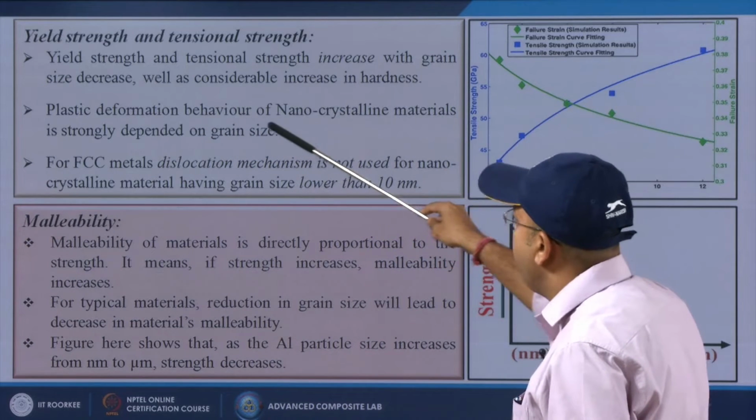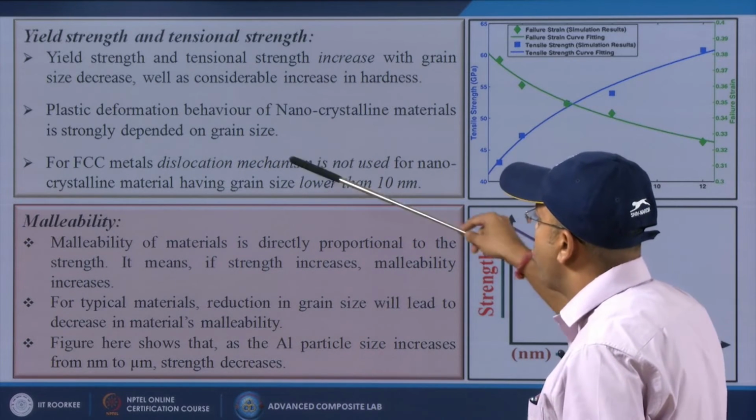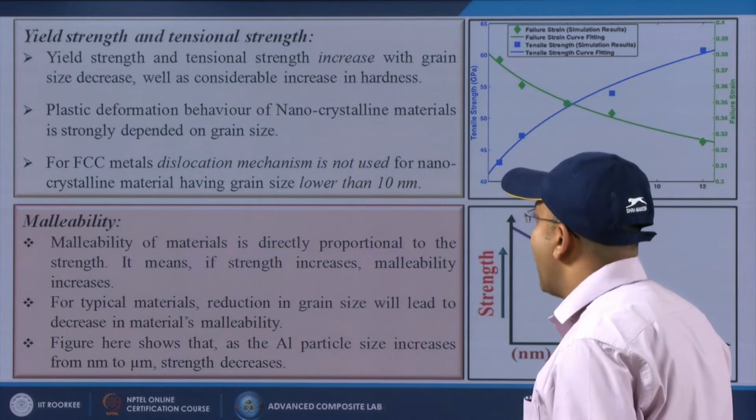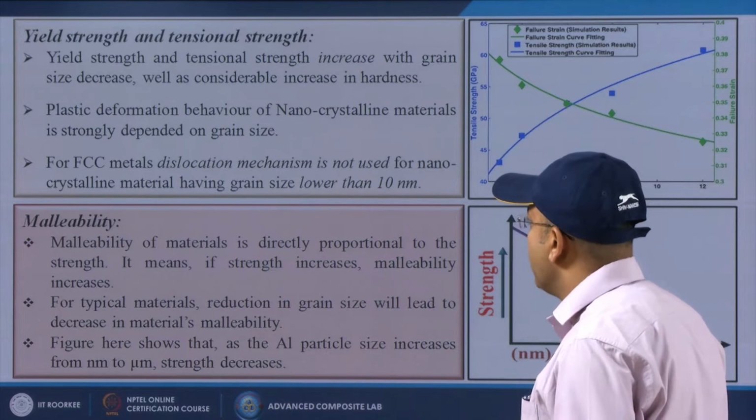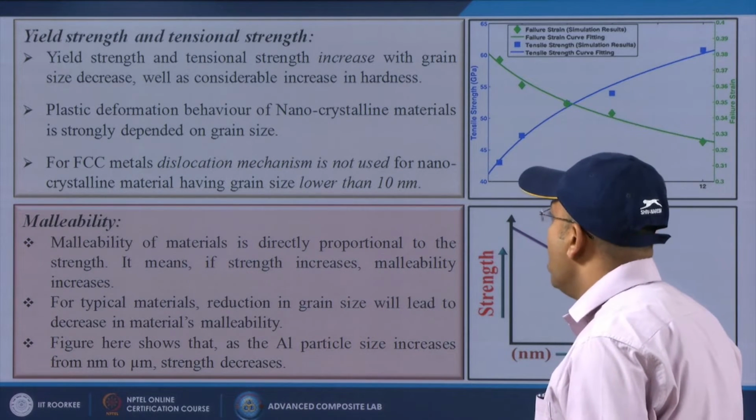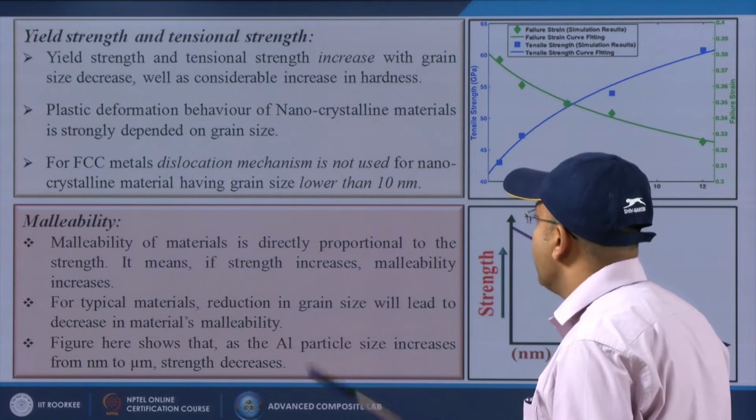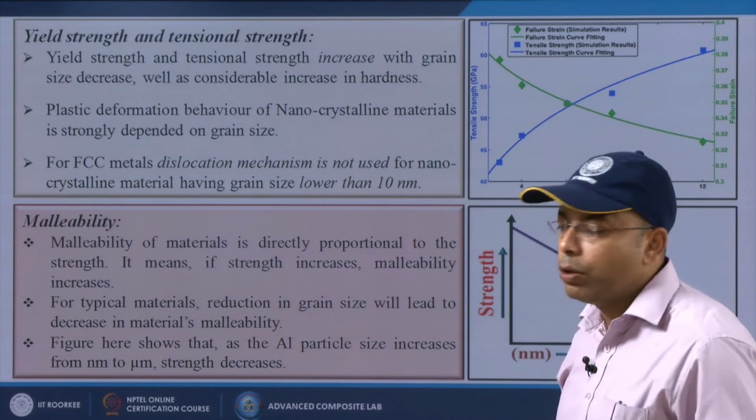Plastic deformation behavior of nanocrystalline materials is strongly dependent on grain size. For FCC metals, dislocation mechanisms are not used for nanocrystalline materials having grain size lower than 10 nanometer.